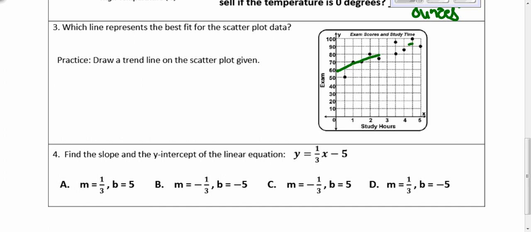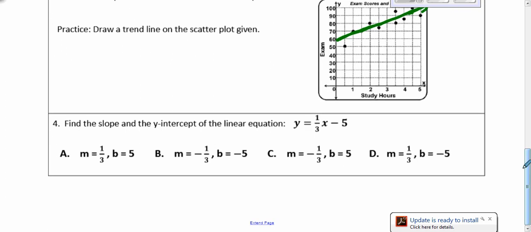Just act like you're driving through a set of cones right in the center of all of the points, just like that. It's not supposed to connect the points. That is a trend line that goes through all of the points.